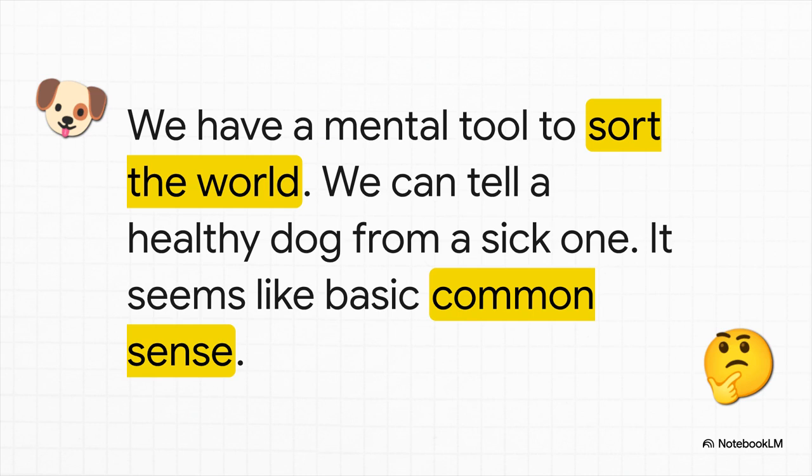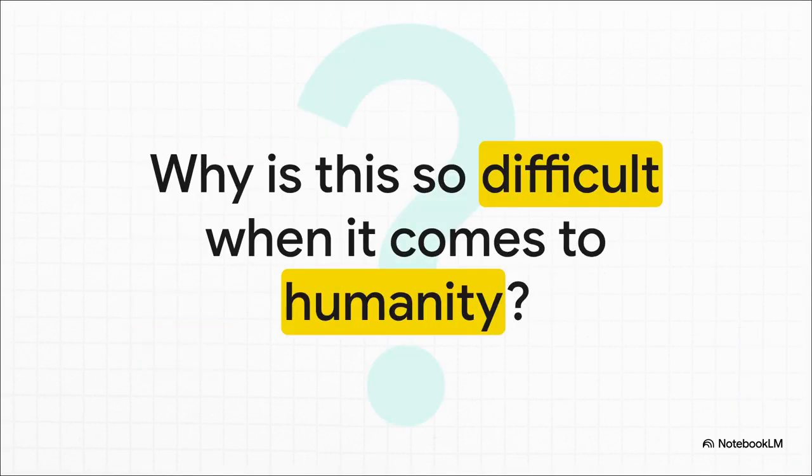Okay, so all of this seems pretty straightforward, right? We have this mental tool, it helps us sort the world. We can tell a dog from a wolf, and we can tell a healthy dog from a sick one. Seems like basic common sense. And that brings us to the real gut punch of this whole idea. If this is so easy and so obvious for every other species on the planet, why do we seem to fail so spectacularly when we try to apply that same thinking to ourselves?